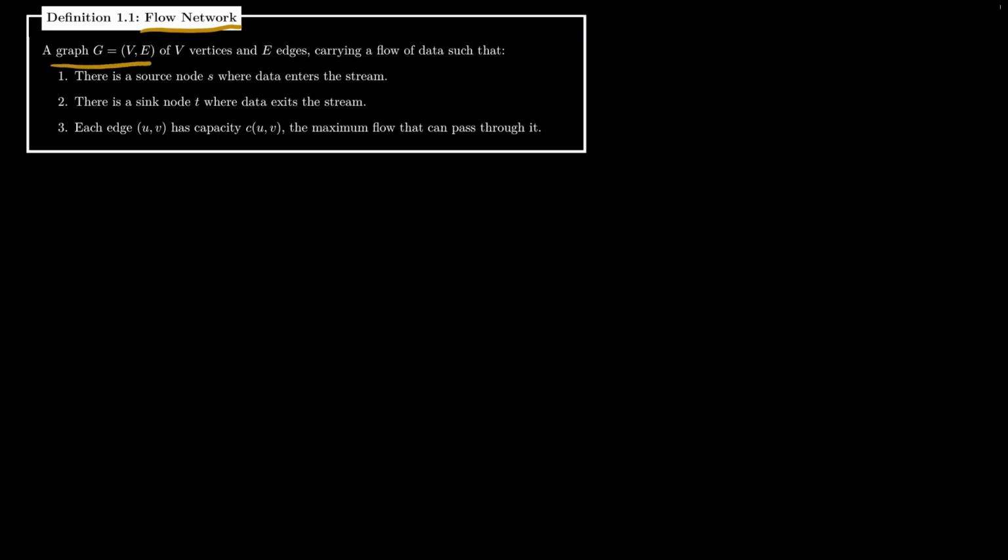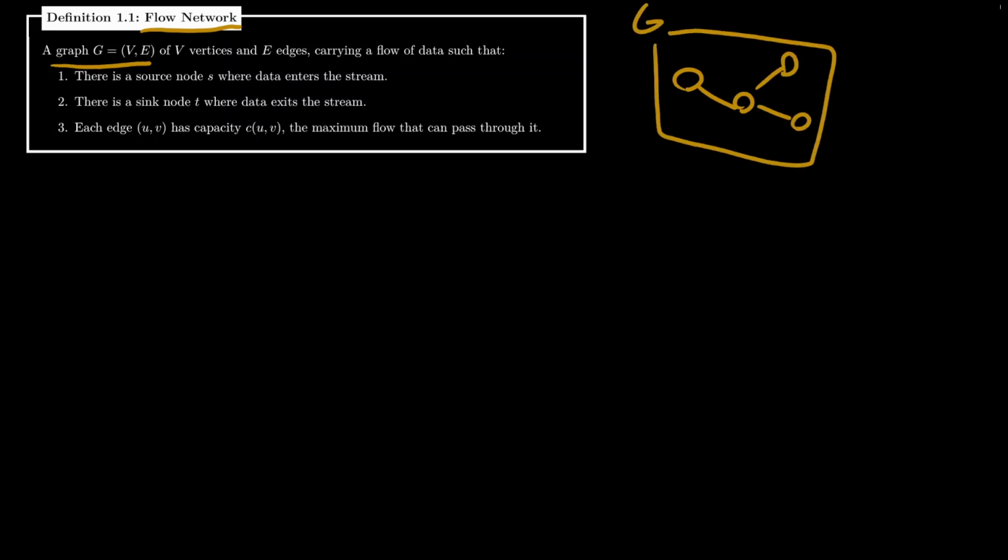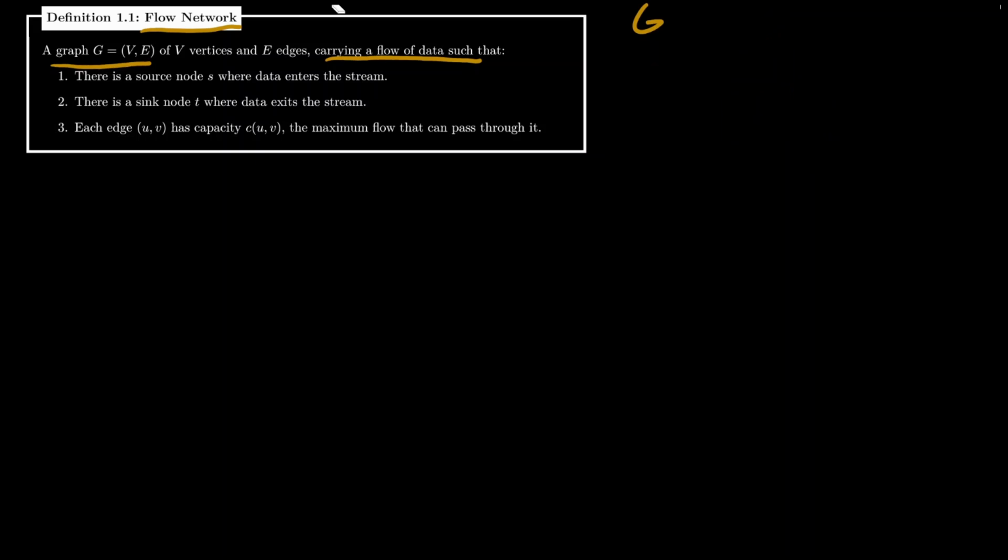So we have a graph G, some graph system, and we label this entire graph G. Each node or vertex we're going to label with V to represent the collection of all the vertices. And then we'll use E to represent the collection of all edges. Each of these edges connecting the points has data flowing between them. So what does that mean?